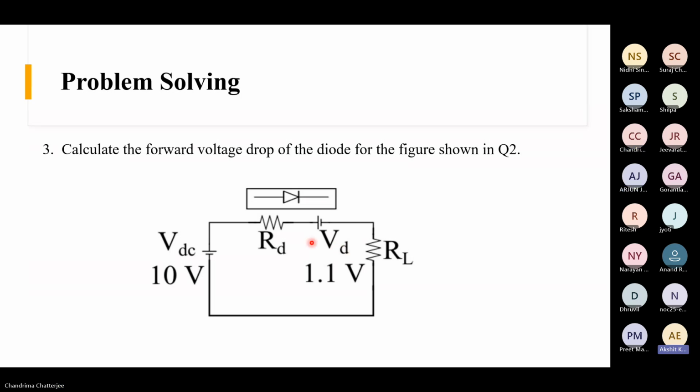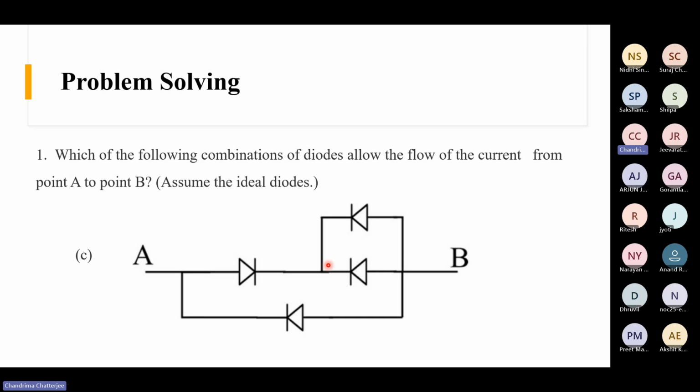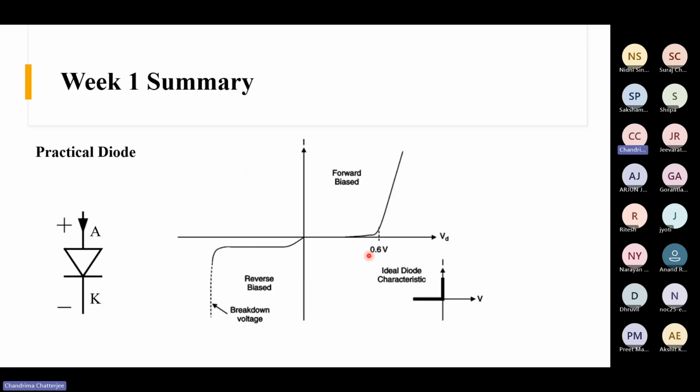Will it be 0.7? Yeah, that's what I was saying. See, this voltage, they have given as 1.1 already. They have mentioned that this VD is 1.1. So if I go back here, this threshold, instead of 0.6, they have told that this is 1.1.